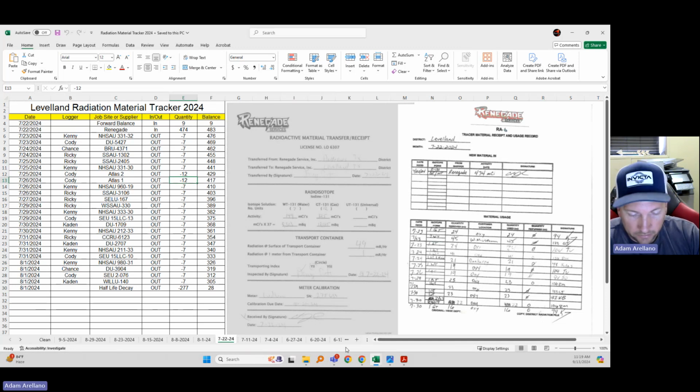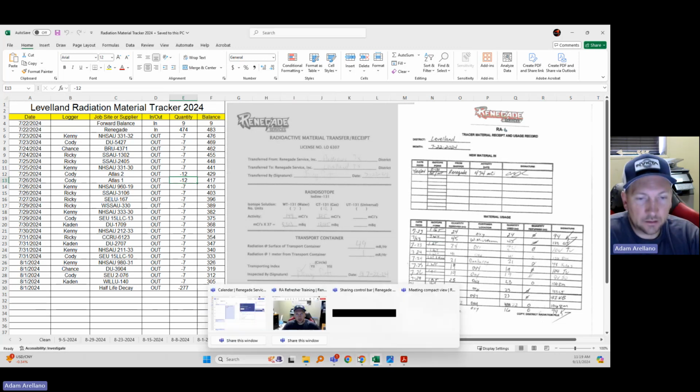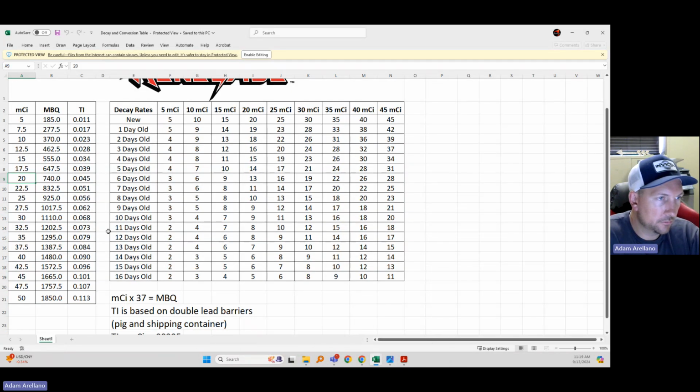So let me think if there's anything else I need to touch on. Initial your survey sheets. This spreadsheet right here should help you with calculating your decay rate and your millicurie on your truck. Also with putting your MBQ and transport index correctly on the truck. We're never going to get over 50 millicurie, and that's all I can think of for now.